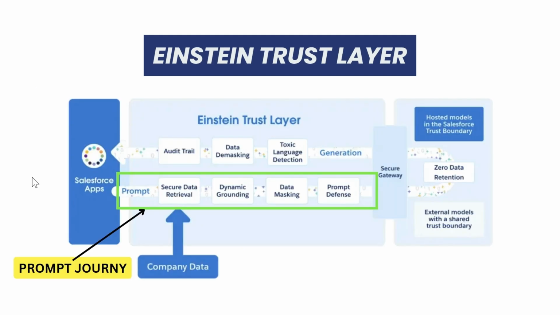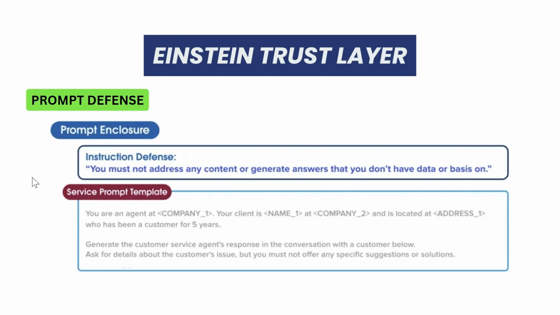We then have prompt defense. So prompt defense are extra instructions to guard against prompt injection attacks. These rules help prevent malicious inputs from bypassing security or misusing the AI. So as you can see here, there's an example of instruction defense where it states you must not address any content or generate answers that you don't have data or basis on.